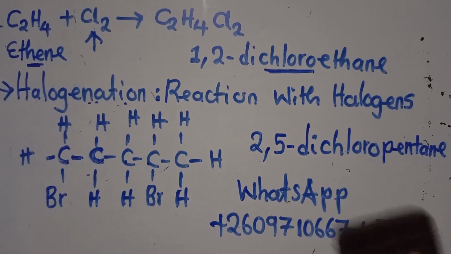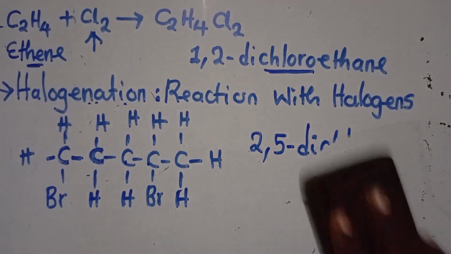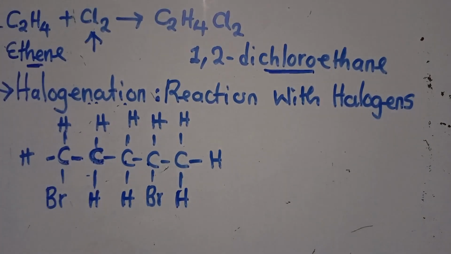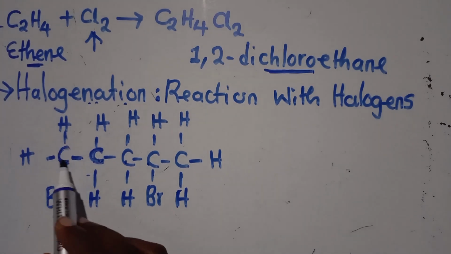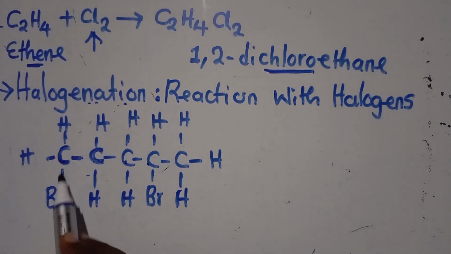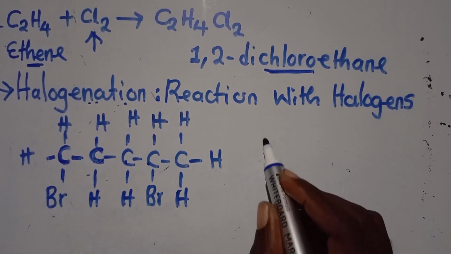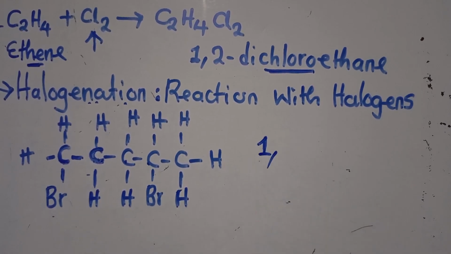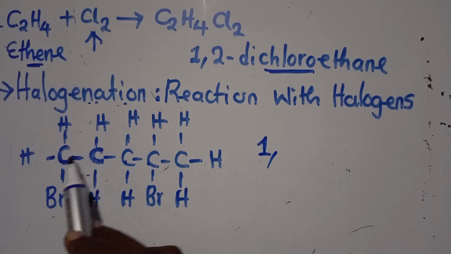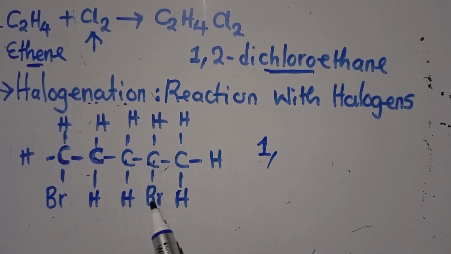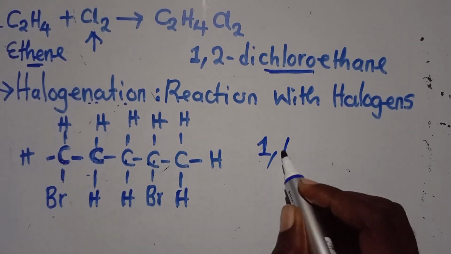So how can you name this? Quickly, we go into that. You check. Okay, there is bromine here. The first bromine is on position what? Carbon chain 1. So you say 1, comma. Where's the other one? Here. 1, 2, 3, 4. Have you seen 4? So I put a 4.